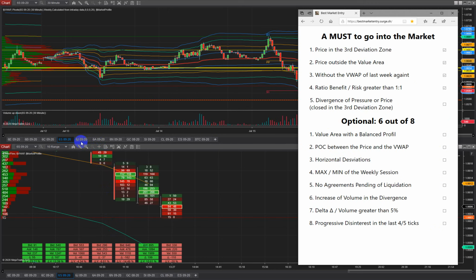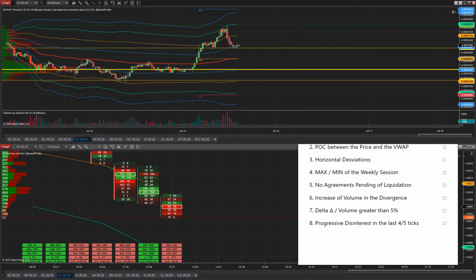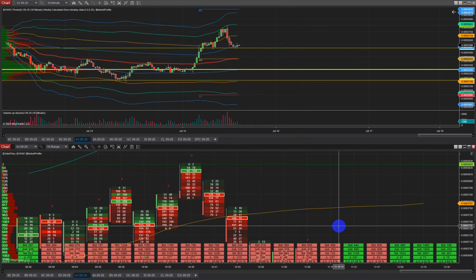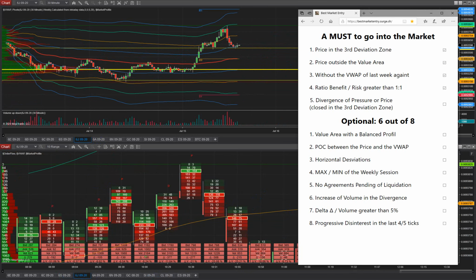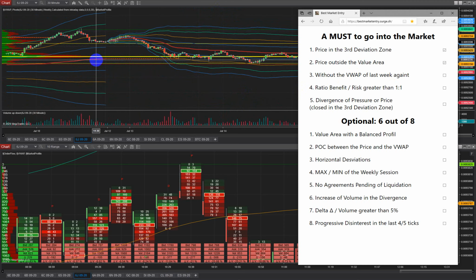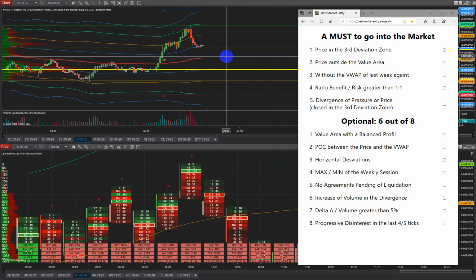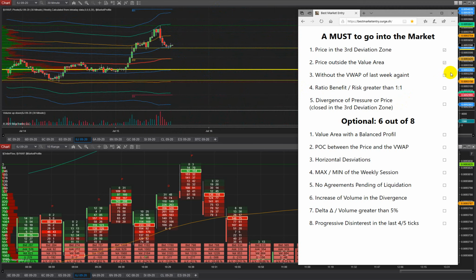Good. Now let's go with the Japanese. Let's see the Japanese, the one we didn't take, and let me show you why. Here the price was, let's clear this, in the third deviation zone. Yes, it was outside the value area. Do we have a VWAP of last week against us? No, we don't have any VWAP. The VWAP of last week, look, is paid here. It was paid the same day, the same Monday. So we're clear for that.